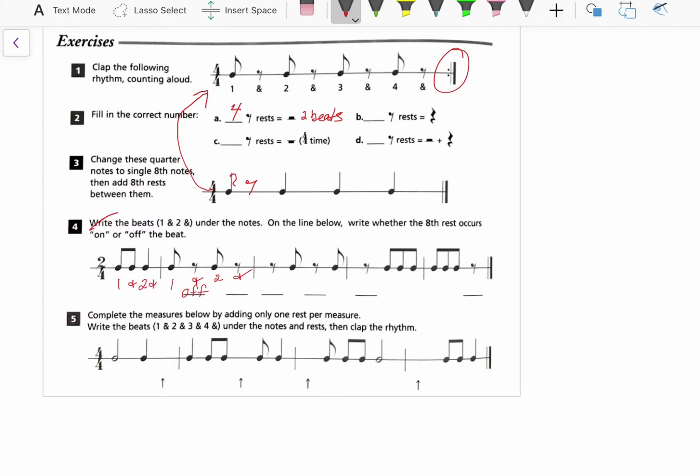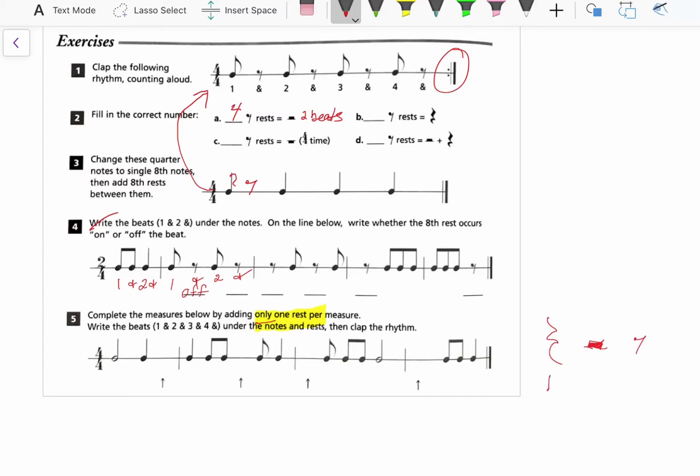Number 5, this is a tricky one. Complete the measures below by adding only 1 rest. I'm going to highlight that. Only 1 rest per measure. Some of you like to just add a whole bunch of different kinds of rest, and it's not always going to be the same kind of rest. You can use quarter rests, half rests, or eighth rests. There won't be any whole rests in this one.